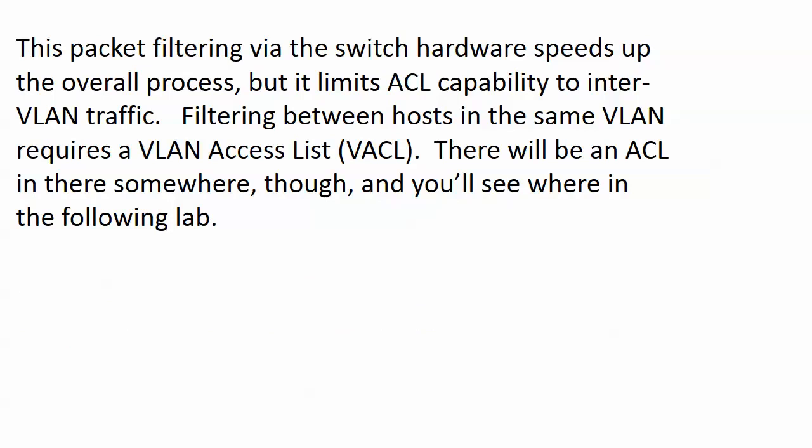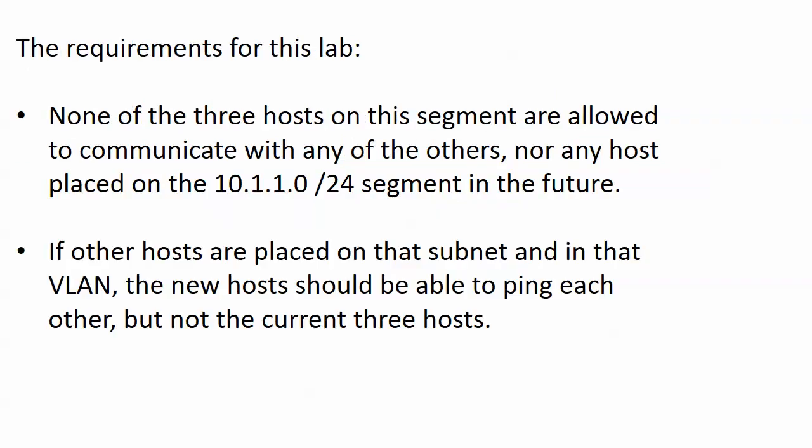So if we're filtering between hosts in the same VLAN on a multi-layer switch, we've got to use something called a VLAN access list, a VACL. And you're already thinking, oh, another kind of access list. Are you kidding me? Well, not really, because there will be an ACL in the config. We're actually going to start our configuration with an ACL. It's really just applied a different way. That's all there is to it. You're going to use a couple commands that you won't use in any other situation, but the access list itself is going to look just like an ACL that you would write anywhere else.